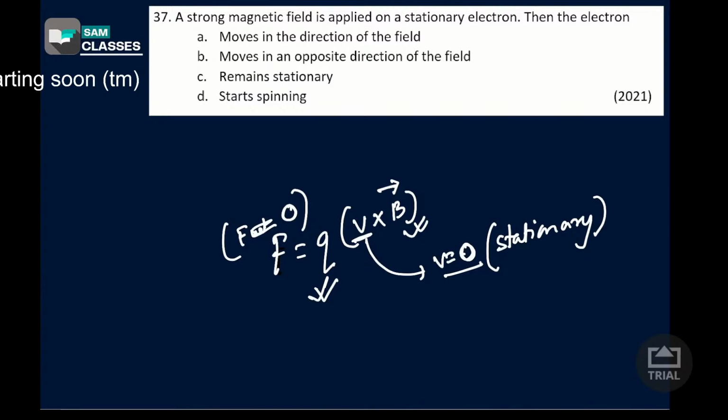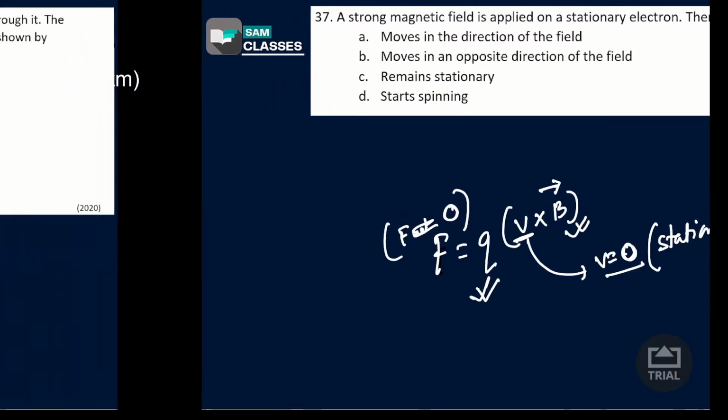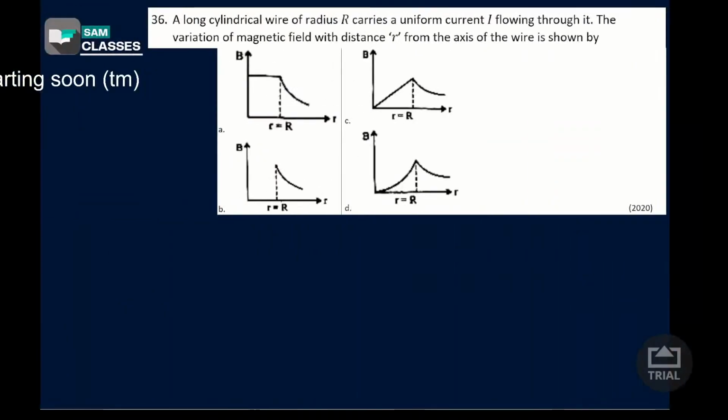So what should be the answer? Remains stationary. Clear, everyone? Chalo. Good. Next. Try everybody, you have 2 minutes. Try everybody fast. Let's see.